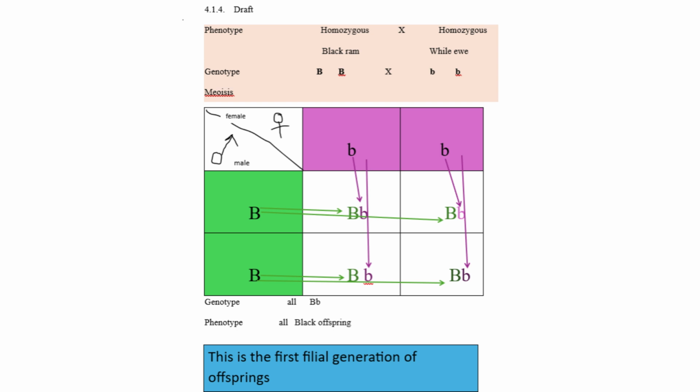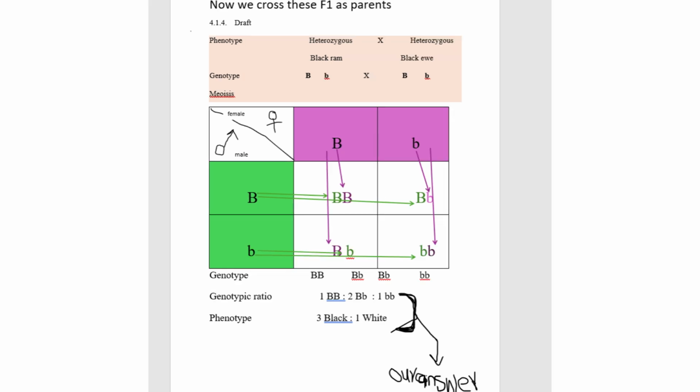Heterozygous just means I have the capital letter B and a small letter b in my alleles. Then the phenotype is all black. Then I take two of my offspring and make them the parents, so that I can cross them and get the second filial generation.